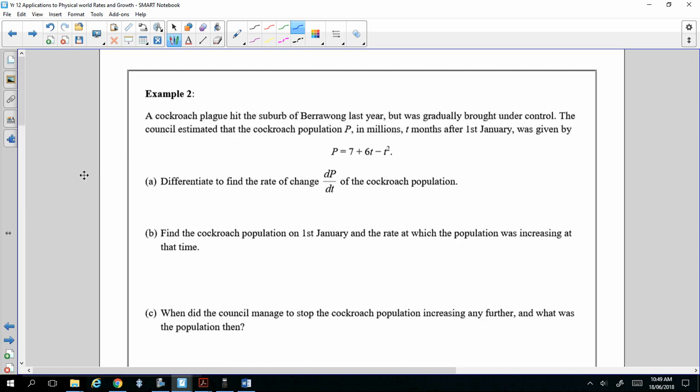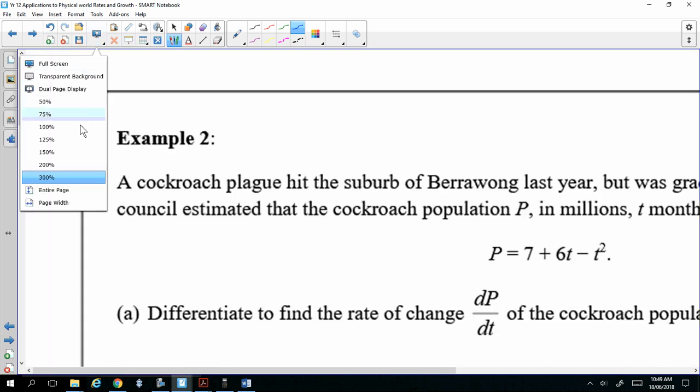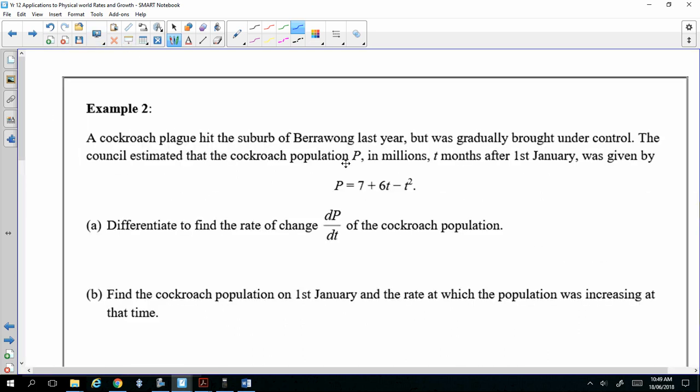All right, a cockroach plague hit the suburb of Berawang last year, but was gradually brought under control. The council estimated that the cockroach population t months after 1st of January was given by this formula, where P is in millions and t is in months, whereas in the other question t was in hours. So you have to read the question carefully to know what each of the pronumerals stands for. So that's the formula we're going to use.